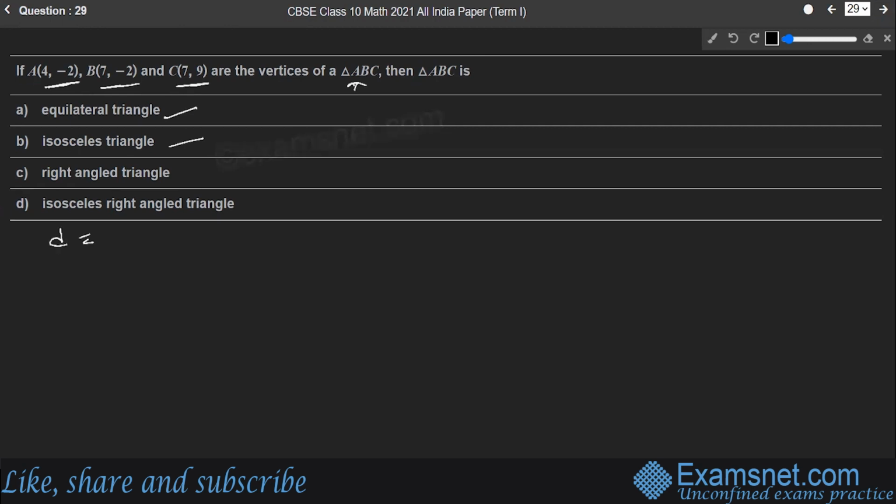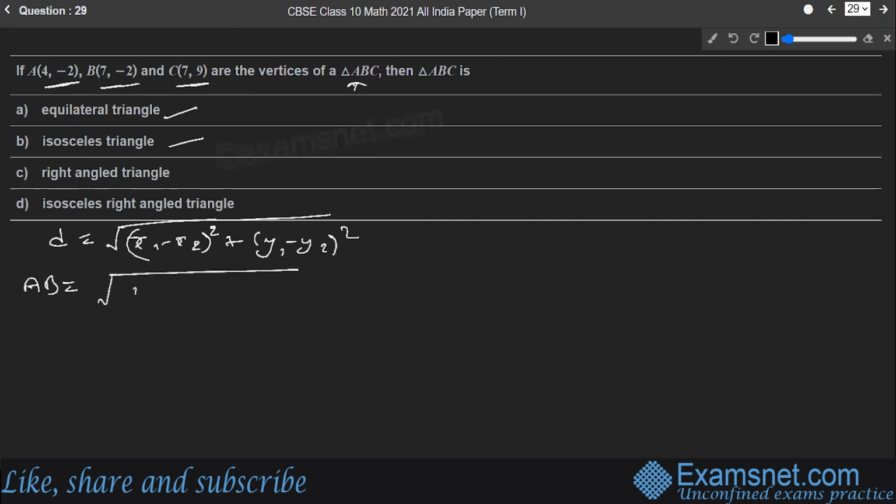So we are supposed to use the distance formula, which says the square root of the sum of the square of the difference of the x coordinates plus the square of the difference of the y coordinates. That is the distance formula. If you put in the values and we are trying to find AB, what does it come out to be? Under root of (4 minus 7) whole square plus (minus 2 plus 2) whole square. So this is the AB value.